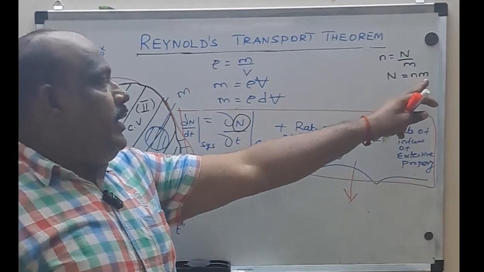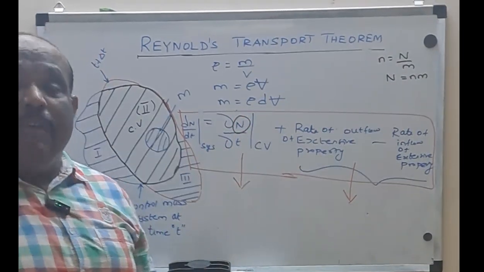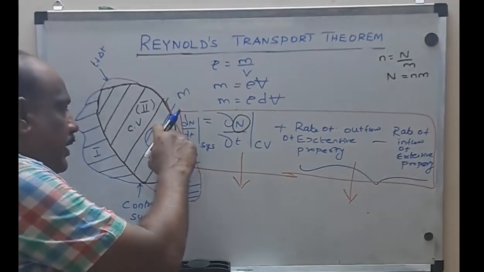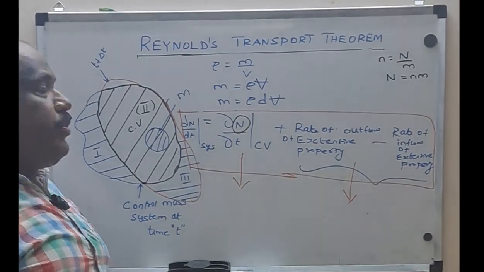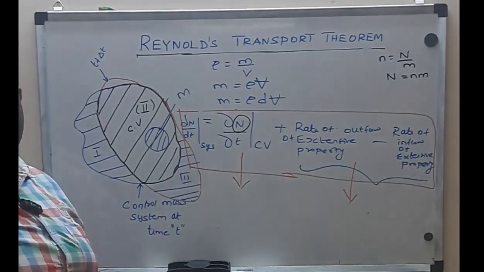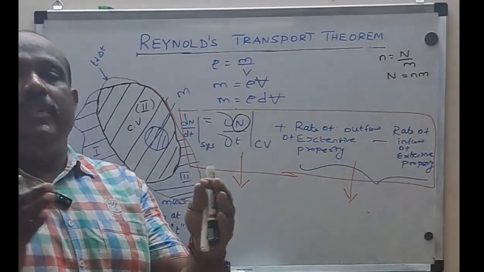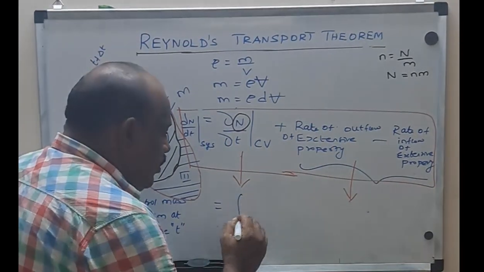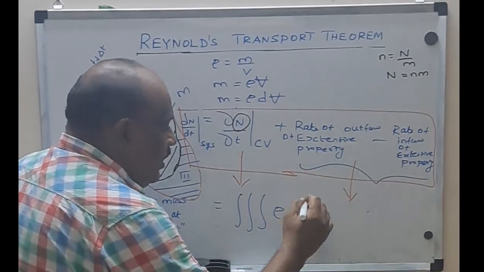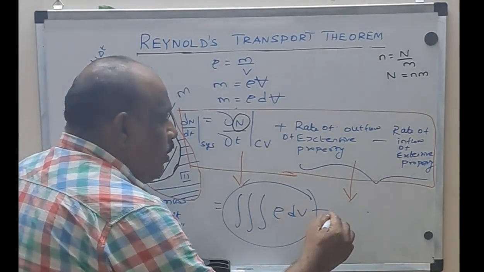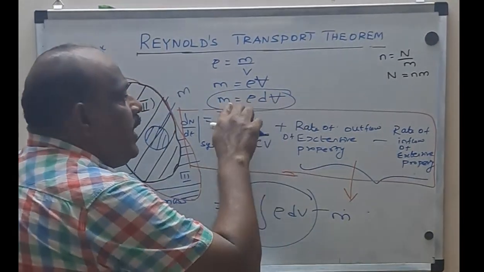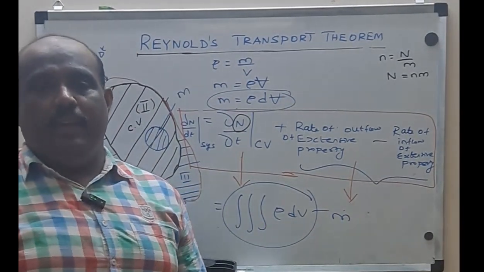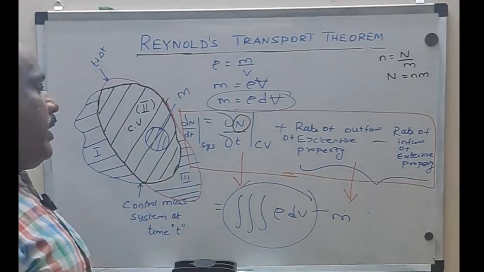Now, I got what is m. m is rho into dV. If I want to find the mass of this entire control volume, what will we do? Now the mass of the elemental control volume is nothing but rho into dV. If I want to find the mass occupied in the entire control volume, we have to integrate. So I have to do a triple integral of rho dV. Then this will give me the total mass. This term gives the mass of the elemental control volume, whereas the triple integral gives the mass of the entire control volume. I hope you got it.